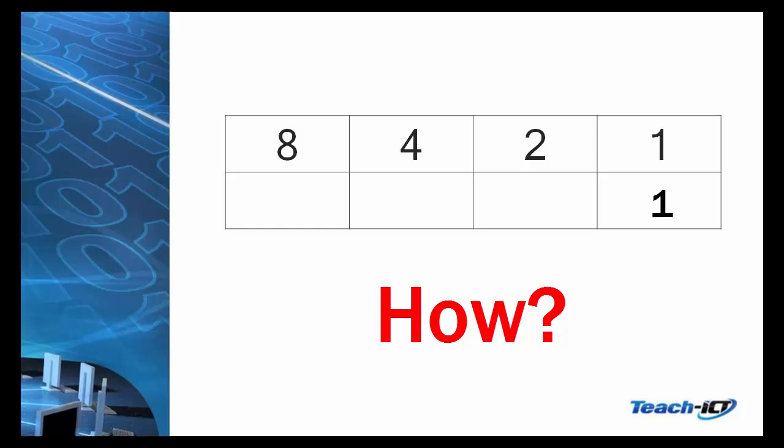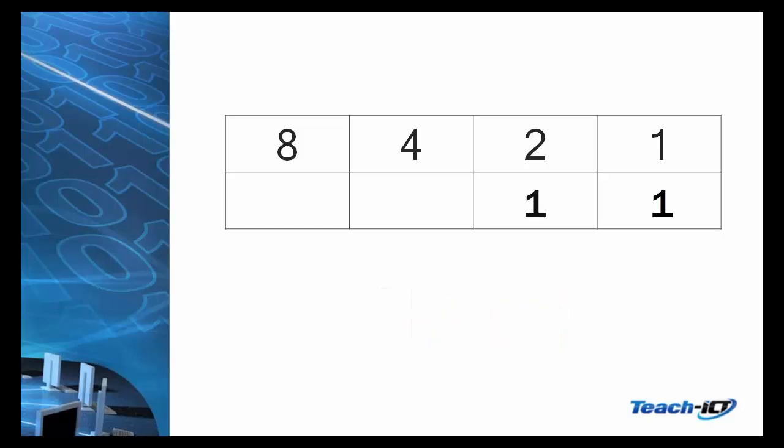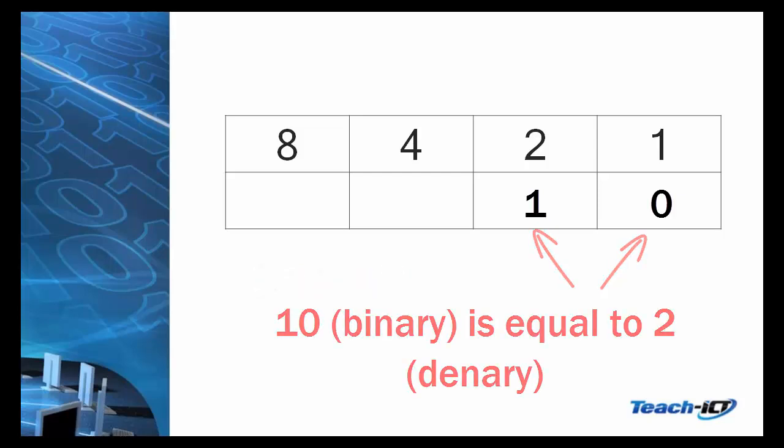So how do we show the number 2 in binary? Well, we need to put a 1 in the 2 column. So effectively we have a 1 times 2, which equals 2. What do we need to put in the ones column? Well, it has to be 0, of course, otherwise our value wouldn't equal 2.